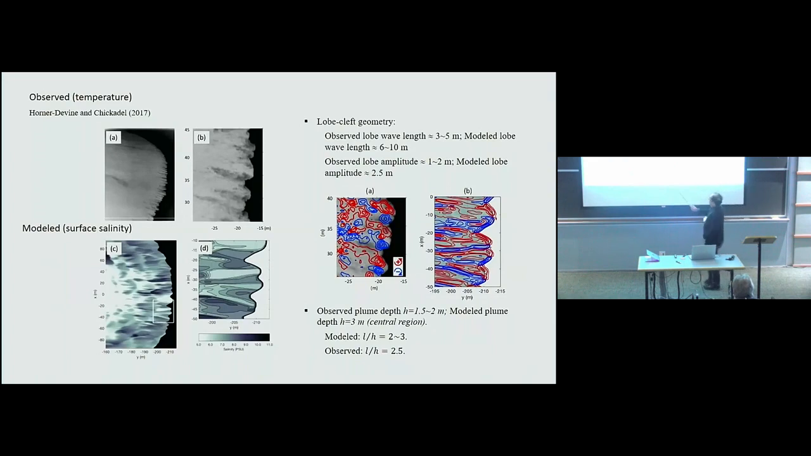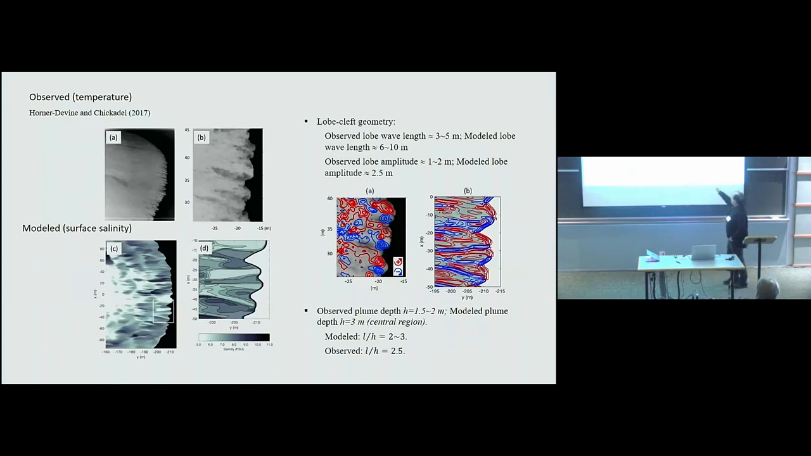The top panels are the thermal images from the observation, and the bottom panels are the modeled images. The color in the top panel follows temperature, and the color in the bottom panel is based on salinity. Essentially, our model is able to resolve this kind of lobe and cleft similar to the field observation, except that our model slightly overpredicts the wavelengths of the lobe and cleft.